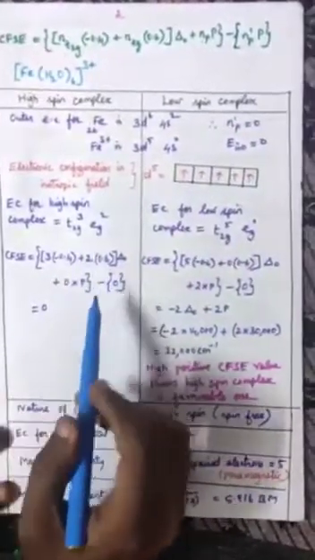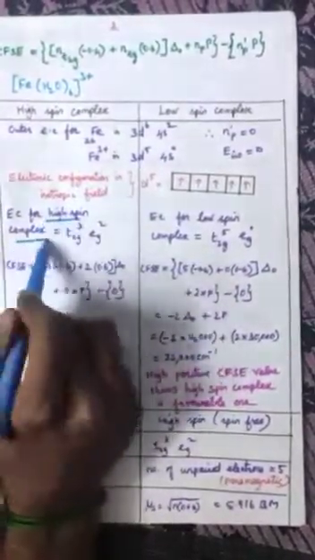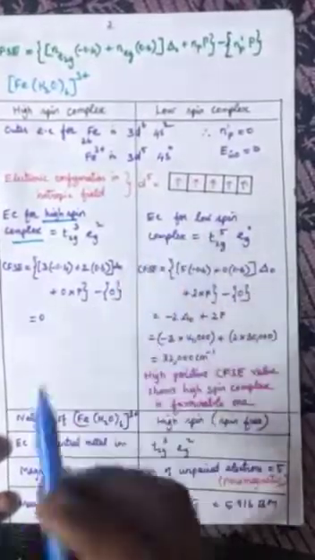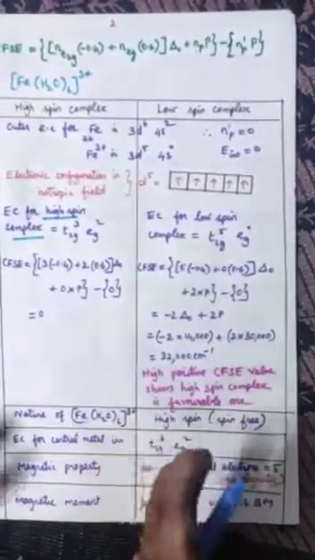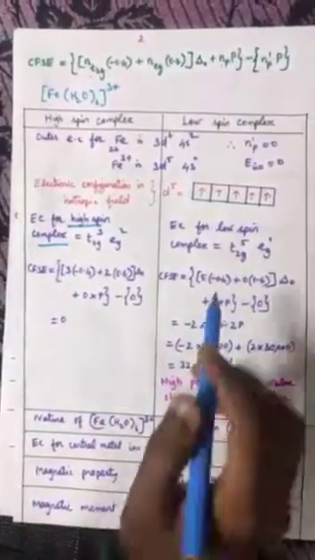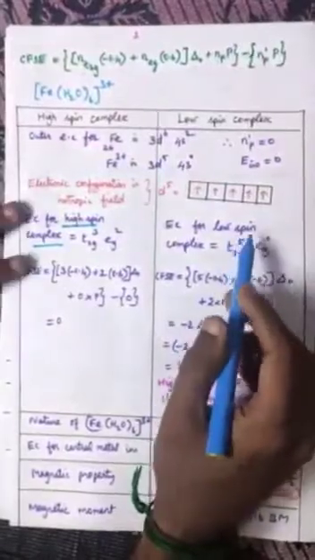So இது all together simplify பண்ணும்போது we are getting the value 0. This is for high spin complex. The same thing I am going to do for low spin complex. Low spin means the energy gap will be very very high. அதனால பாத்தீங்கன்னா the electrons will get paired up very easily.